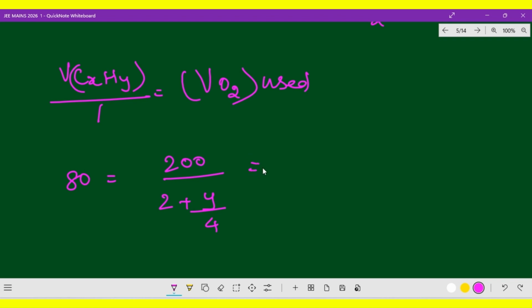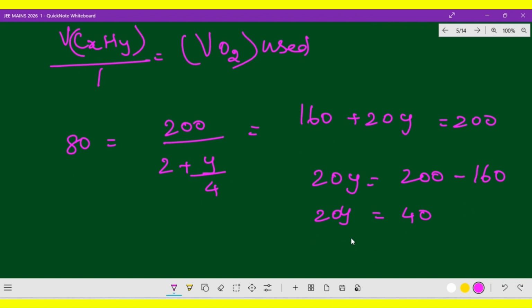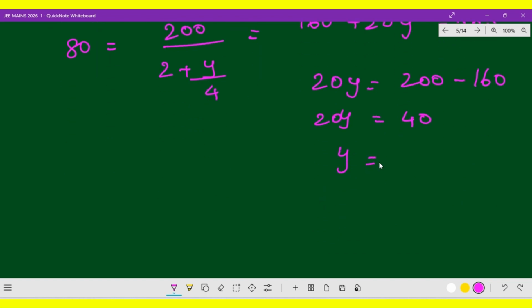So that means 160 plus 20y equals 200. So 20y equals 200 minus 160, which is 40. Therefore y equals 40 by 20. It is 2. So x is 2 and y is also 2.